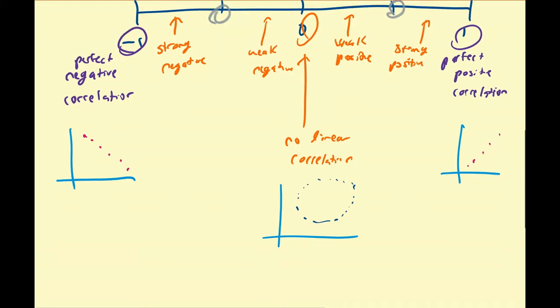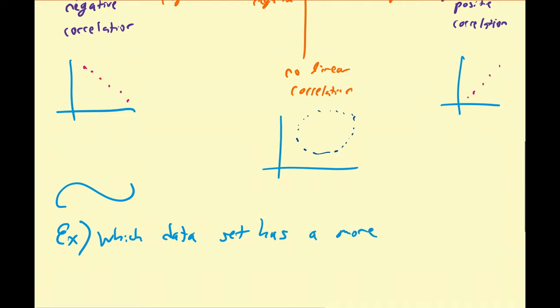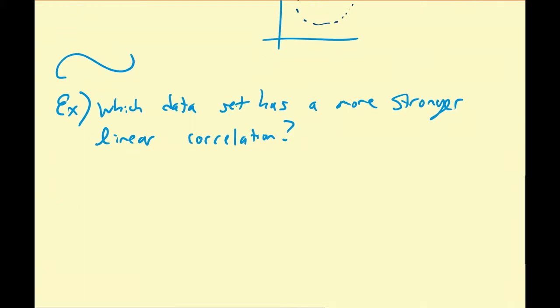All right, so let's go through an example of how to calculate this by hand. Which data set has a stronger linear correlation? So I'm going to give you two data sets to work on.